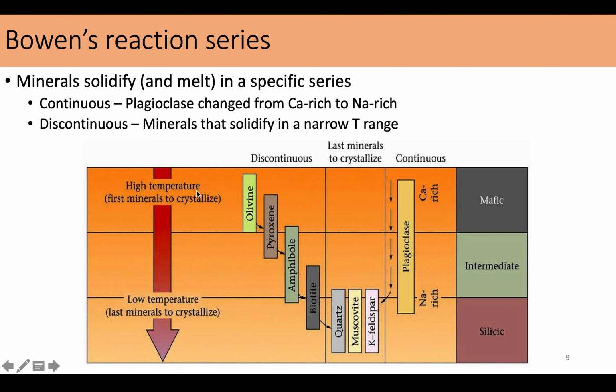Here we see also according to temperature. Here we have very high temperatures. Here we have relatively low temperatures. Where we have olivine, up where we have these high temperatures, what this is saying is that olivine is going to crystallize first, because olivine requires a very, very high temperature.